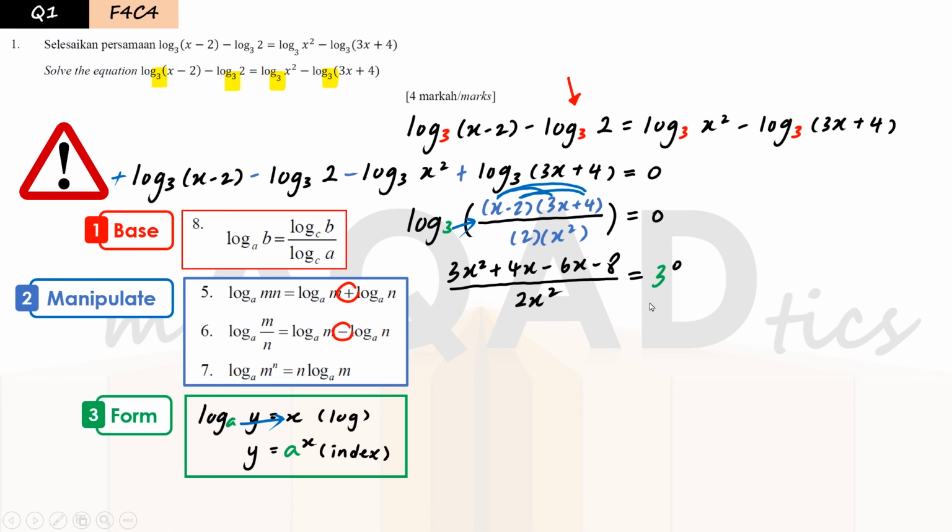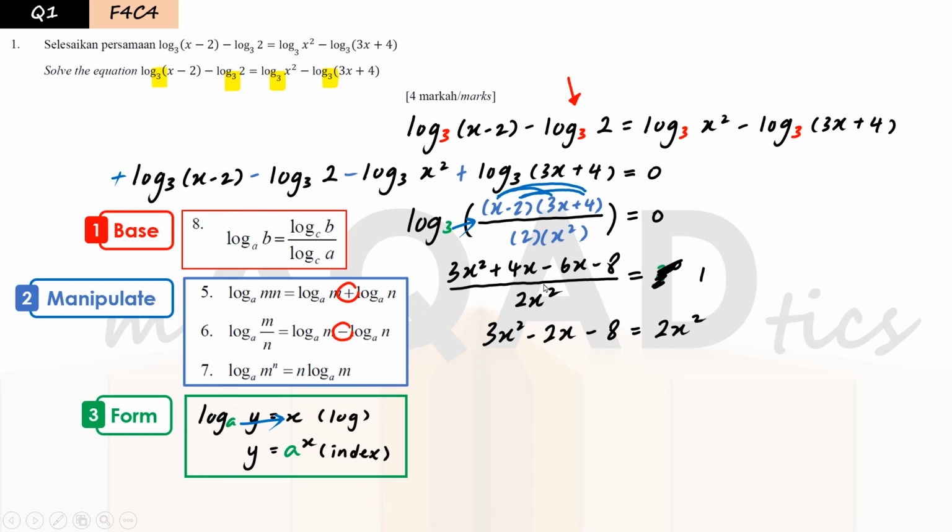So this is the 3-step method to solve any kind of logarithm question: change the base, manipulate, and then change the form. Now let us simplify this equation to find the value of x. If you type 3 to the power of 0 into your calculator, it is actually 1. Since here it's 1, then I can move this 2x squared to the other side, meaning multiply with 1. So on the right side, it will be 2x squared.